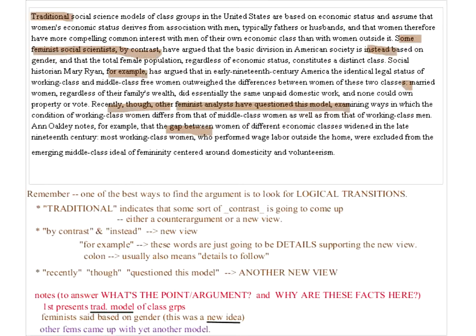Any questions? Does this model point to the contrast? Well, questions this model does. Not this model by itself, but if you're questioning the model, then that means there's a contrast. Let me know if that makes sense.